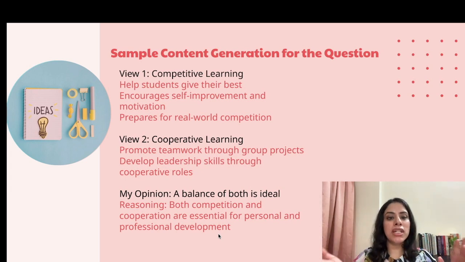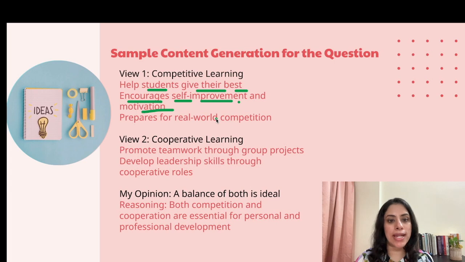Now, when we talk about competitive learning, we can talk about how it helps students to give their best. If they're competing with their classmates, it's going to help them to bring their best to the table. Then it encourages self-improvement and motivation. If a child got a 7 on 10 in the first test and he knows that the student with the highest marks is going to get a prize, or he needs to be competitive in his learning, then he will aim for a 10 by 10 in his next test, isn't it? So it gives motivation to children.